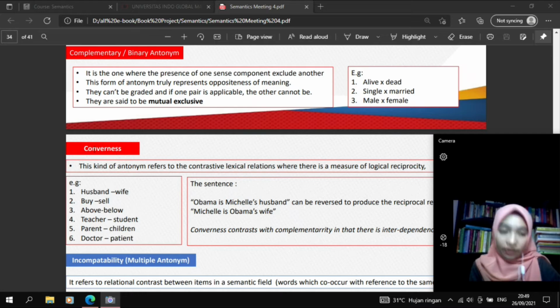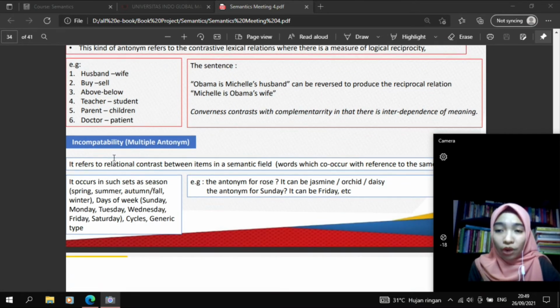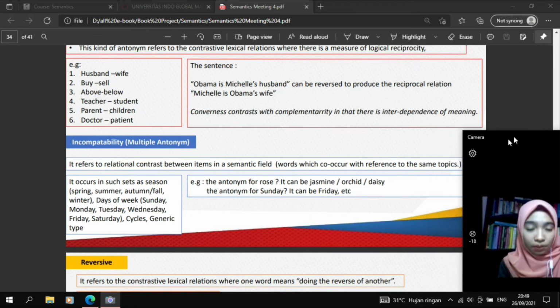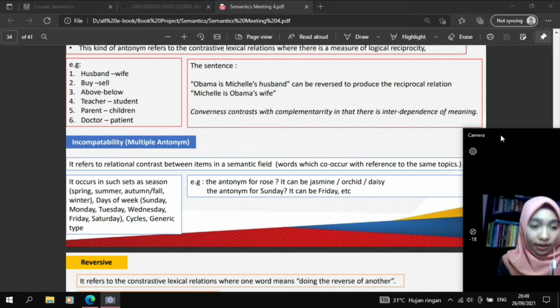Okay, so that's converseness. Now the third one, we have incompatibility or multiple antonym. Remember, it is said as multiple. Of course you know multiple means more than one. It refers to relation, contrast between items in a semantic field, words which co-occur with reference to the same topics. It occurs in such sets as seasons, days of the week, cycles, generic types. What is that? Now see the example.